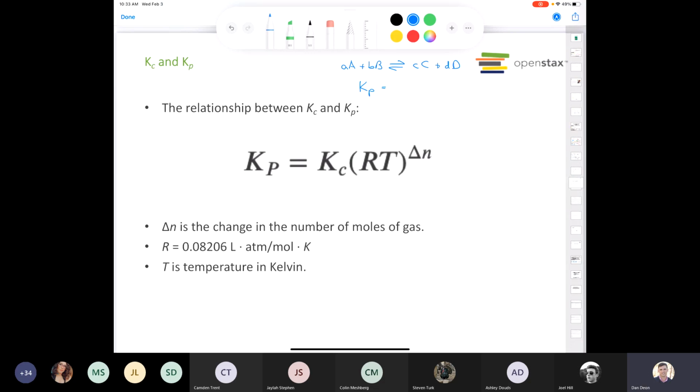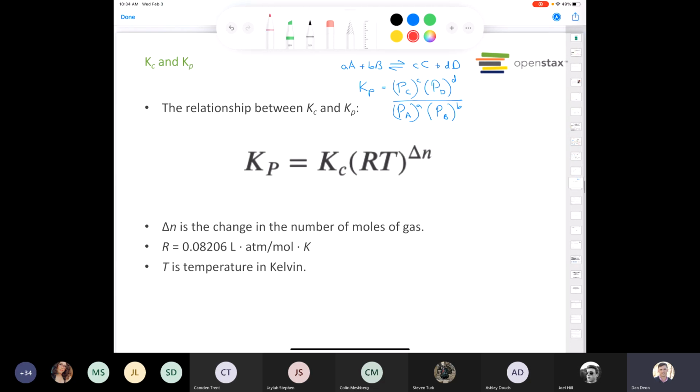We would say, and I went over this earlier with you, the pressure of C to the power of little c times the pressure of D to the power of little d, divided by the pressure of A to the power of lowercase a times the pressure of B to the power of lowercase b. Not a stretch there. I think everybody could derive the equilibrium constant using pressure. No problem.